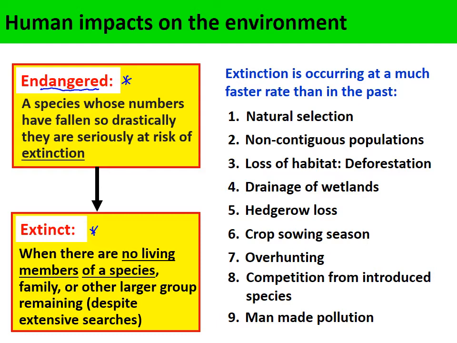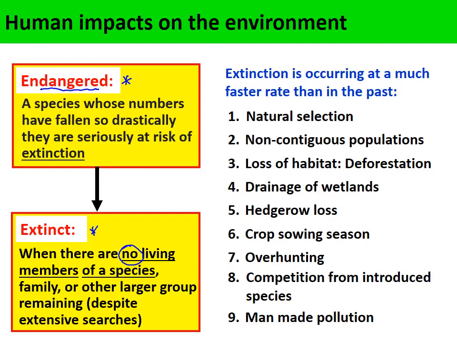So at the bottom, extinction is when there's no living members left of a particular species, and that is despite extensive searches of the natural habitats for this particular species. So no living members left of that particular species. Now, we know current rates of extinction are rapidly increasing, faster than they've ever been before.